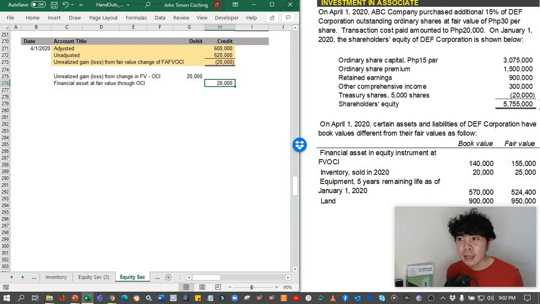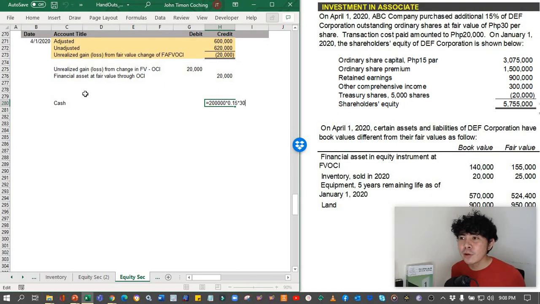So, ngayon, after niyang entrada na yan, ang ating financial asset at fair value through other comprehensive income, which is yung ating previously owned shares, has now a balance of 600,000 pesos, which is equal to the fair value on April 1, 2020. So ngayon, dahil naka-fair value na siya, pwede na nating i-record yung acquisition natin ng additional 15%. So ang entrada natin dyan would be, credit tayo ng cash for 900,000 pesos. So, saan galing yung 900,000 pesos na yan? So, yan ay 200,000 times 15% times 30.